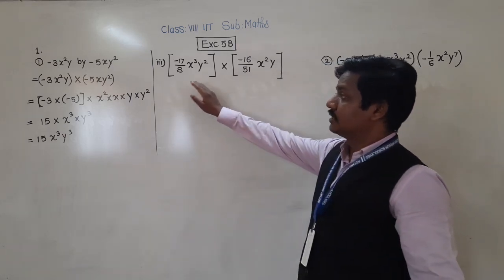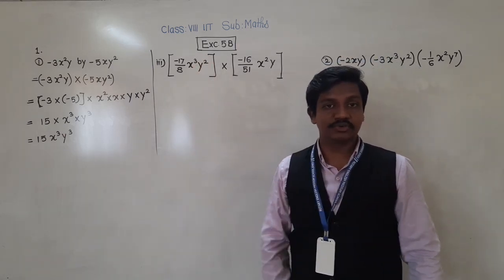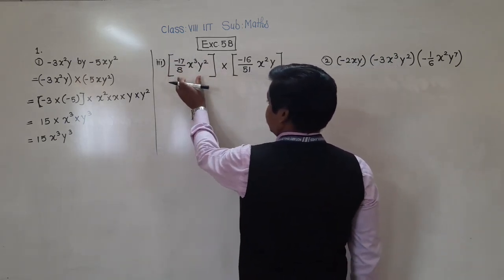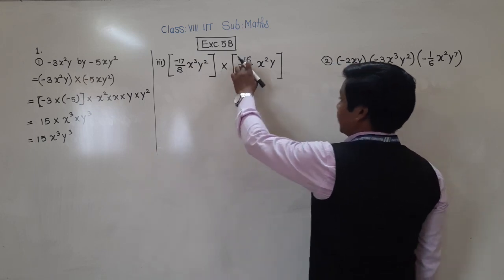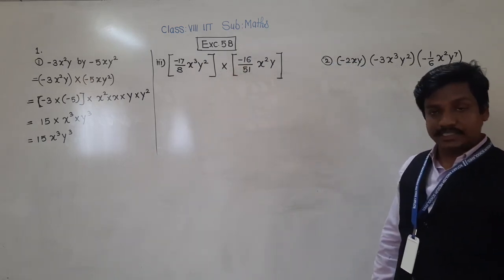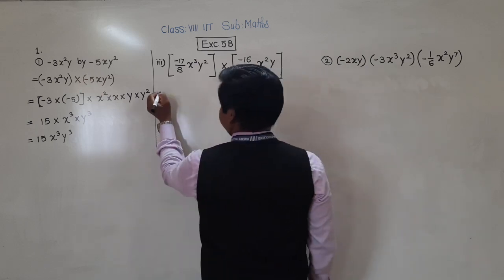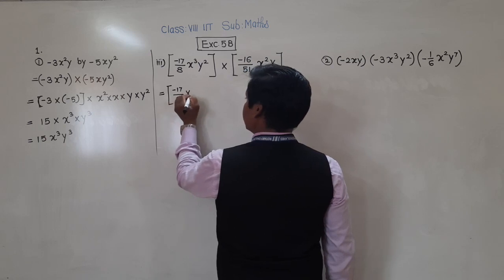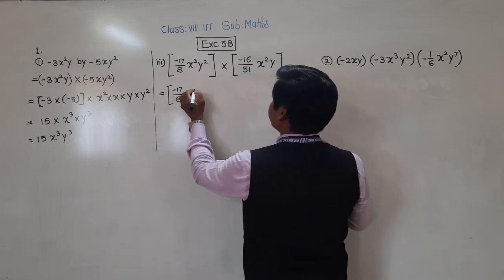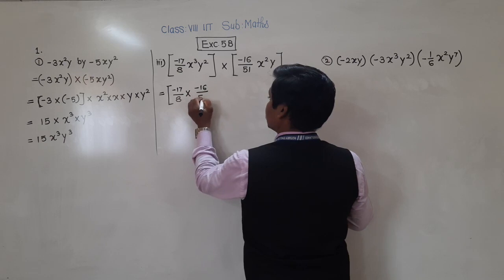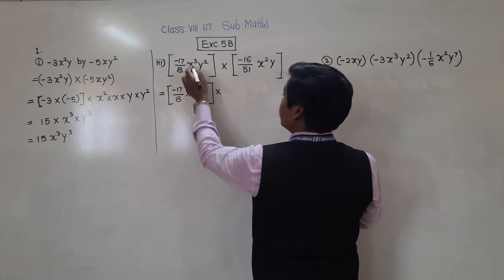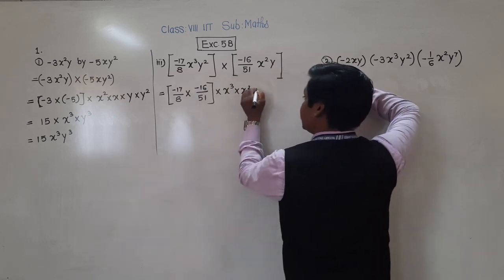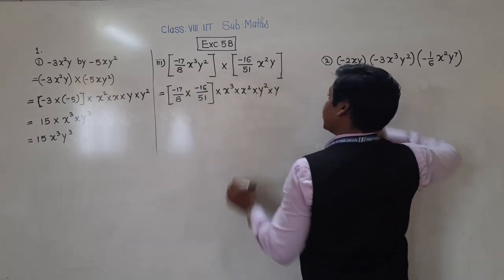Third example in this first question. The second example you have to do by yourself. Minus 17 upon 8 x cube y cube, this is one monomial, multiplied by minus 16 upon 51 x square y. Okay. So here also what we have to do, multiply first. In the first bracket multiply the numerical coefficient into x cube into x square here, then y square into y.